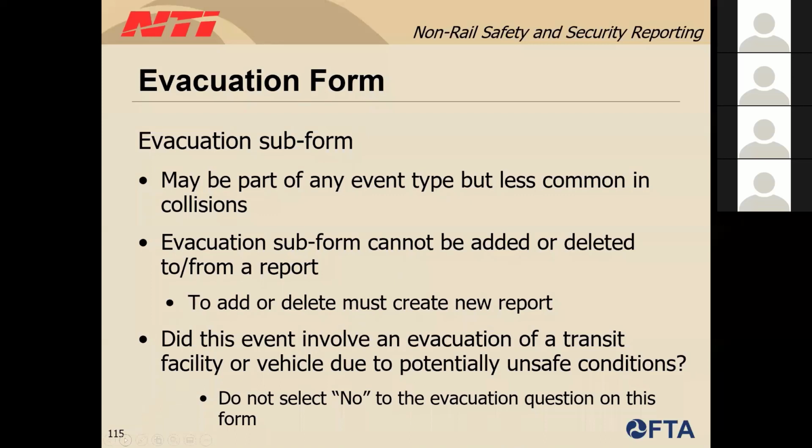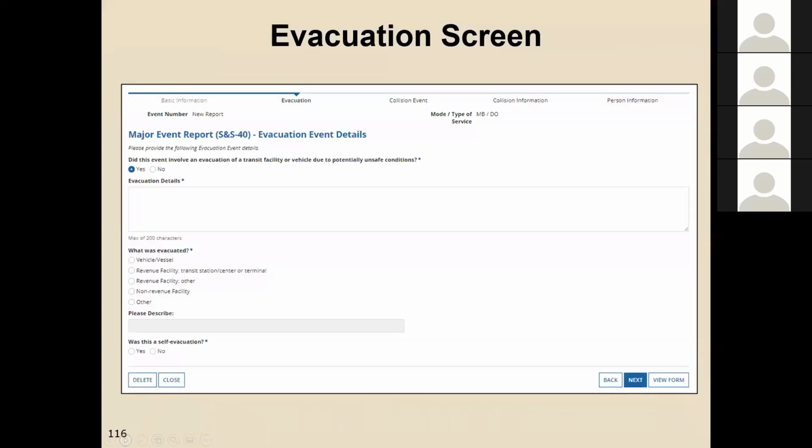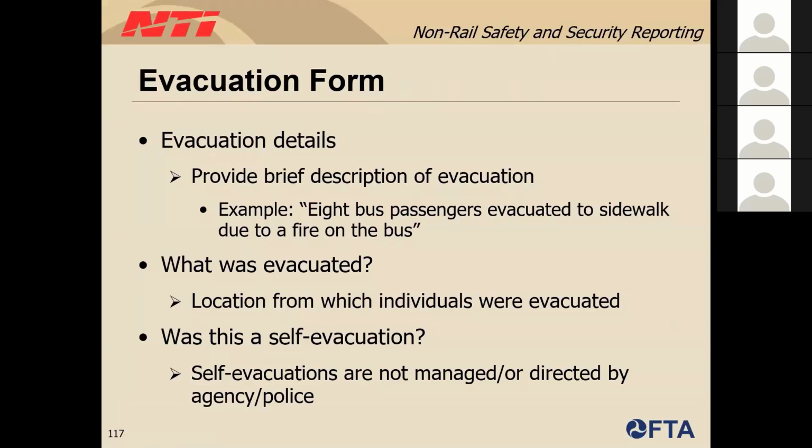Here is a screenshot of the evacuation subform. In the evacuation details section, include a brief description of the evacuation, including the cause. The what was evacuated question is used to indicate what was actually evacuated. One choice would be vehicle/vessel, which would mean the bus. Do not report the location of the bus or ferry at the time. The last question asks if this was a self-evacuation. For example, this is when passengers get off of the transit vehicle without being told to depart.